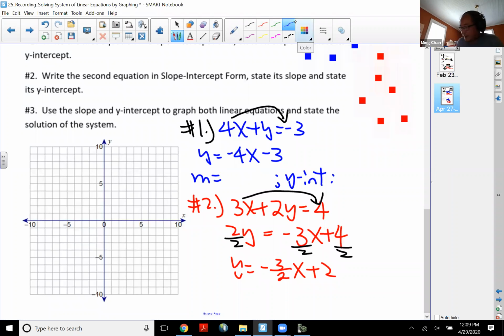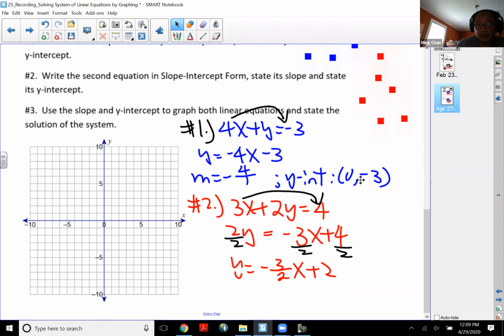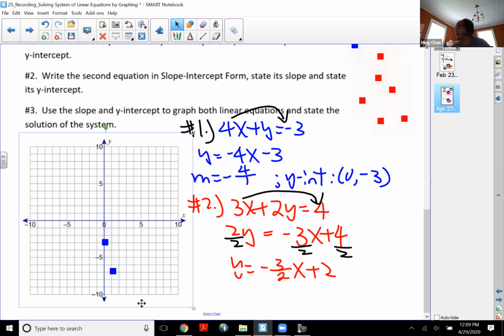All right. My first line, slope is negative 4 over 1. My y-intercept is (0, -3). So I'm going to go ahead and go to (0, -3). That'd be right here. And then use my slope. All right, down 4, 1, 2, 3, 4 to the right 1. If I go one more time, down 4 to the right 1, I'll be outside of my graph, right?